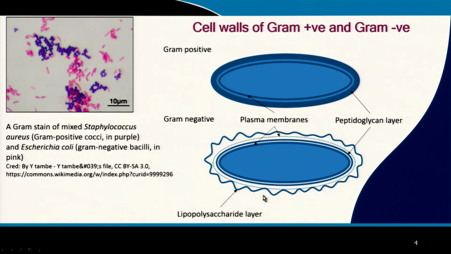So this is kind of like a slime layer. It's also called an exopolysaccharide layer, EPS or LPS. So that's the difference between gram-positive and gram-negative cell walls.